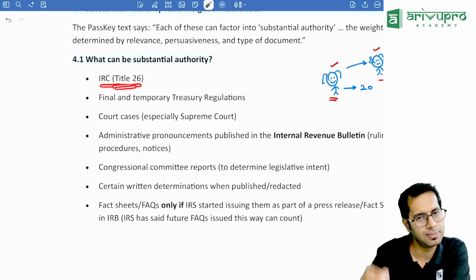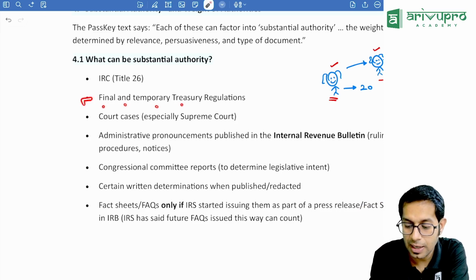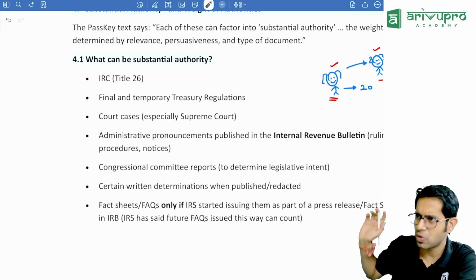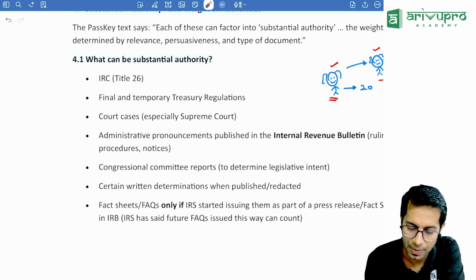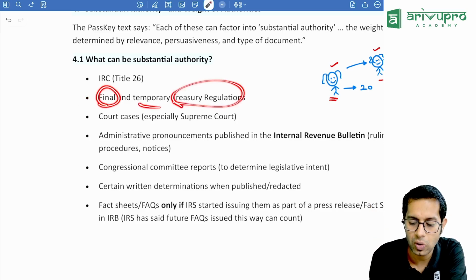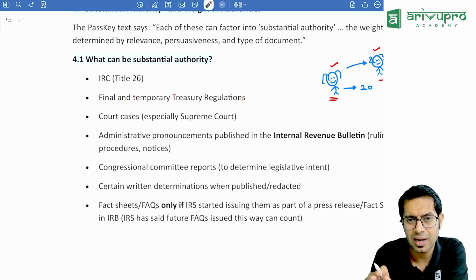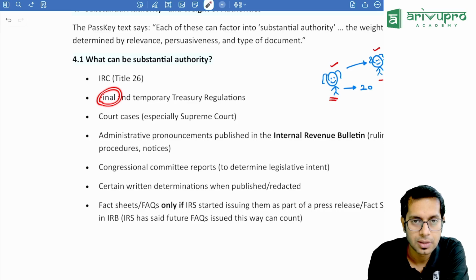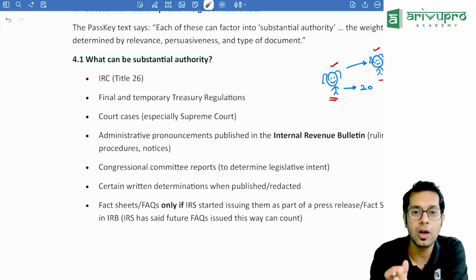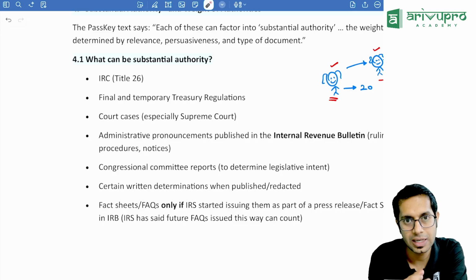So just like that, what are the different types of authorities which are there? IRC, that is the highest level of authority. Then we have final and temporary treasury regulations. We'll study about these treasury regulations, which are nothing but the rules and regulations which they are making. Now these regulations can be final regulations or temporary regulations. Temporary regulations means what, sir? The regulations which are not that important, made only for a shorter period of time. Final regulations means this is the final law, this is what everyone has to follow. Can I say final regulations will have more weightage than temporary regulations? It will have more weightage.